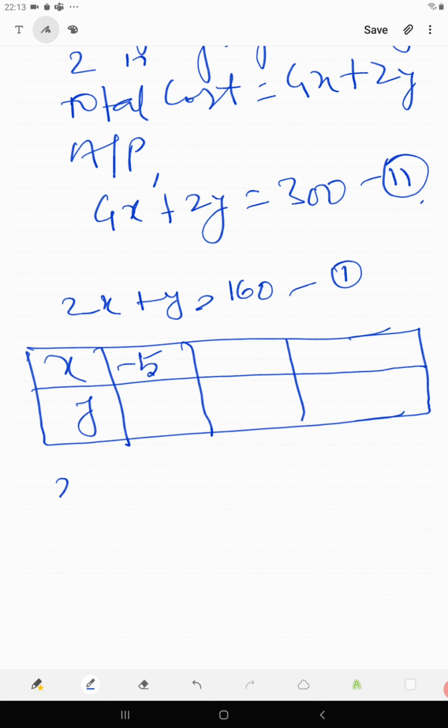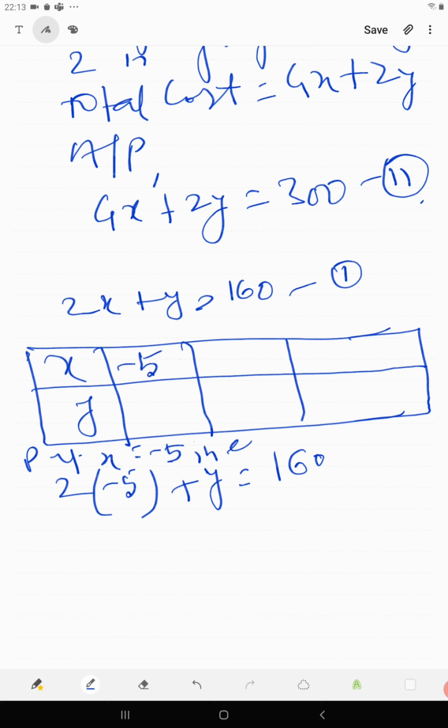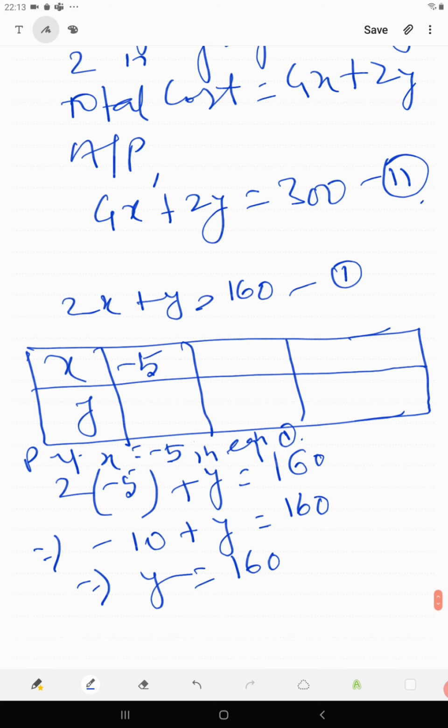So what will it be? 2 into minus 5 plus y equals 160. So we are putting x equals minus 5 in equation 1. So what are we getting? 2 into minus 5 plus y equals 160. So minus 10 plus y equals 160. So y will be equal to 160 plus 10, that is equal to 170. So I got y as 170.